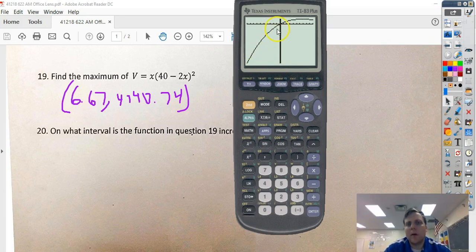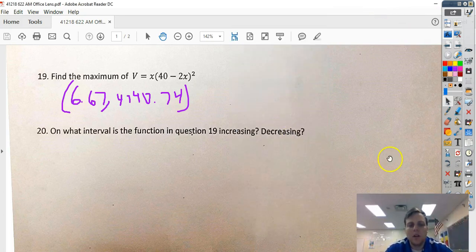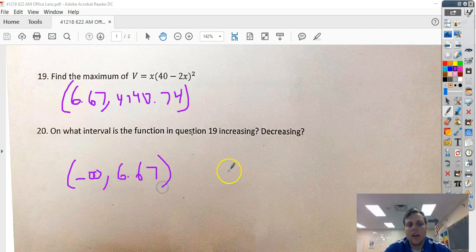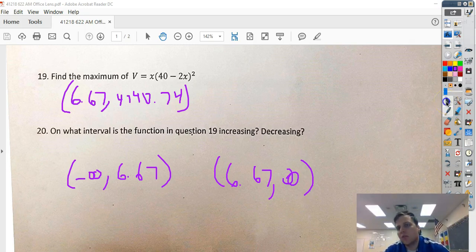Okay, so the graph went up, up, up, then I hit a cap right here, and then I start going down, down, down. And then actually you turn again, but we don't care about that. So basically, guys, I increased from negative infinity up to my maximum, which was 6.67. Because remember, intervals are x values. And then what do I do after my maximum? I started to go back down. So 6.67 to infinity. That's all they're really looking for on those two questions.